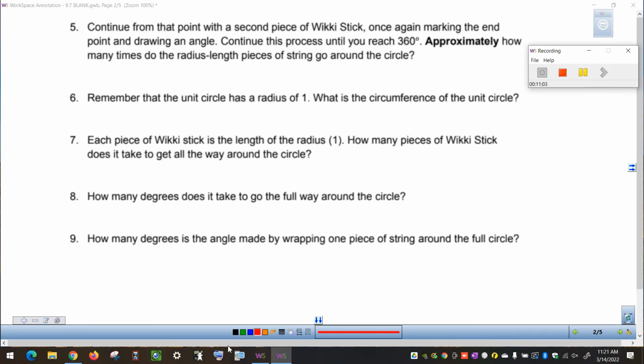All right, so moving into the bottom half here. So we've already answered some of these. So approximately how many times does that radius length piece of string stay around the circle? We saw that it was approximately 6 times around, but we did have that little extra.